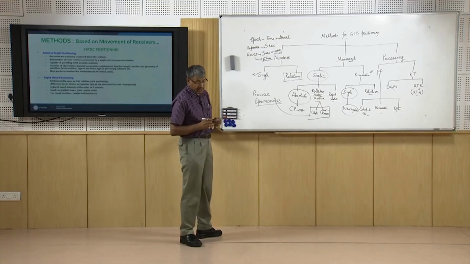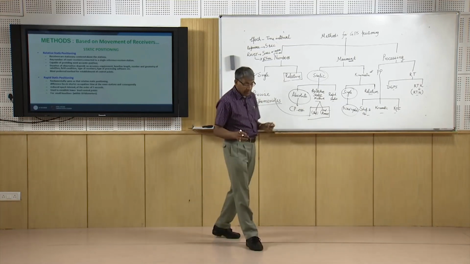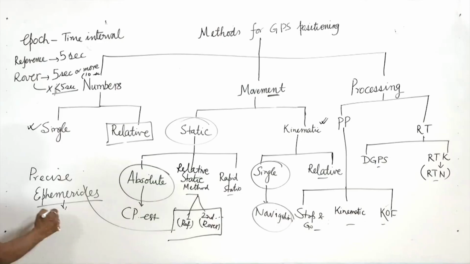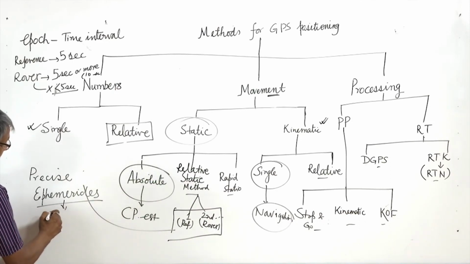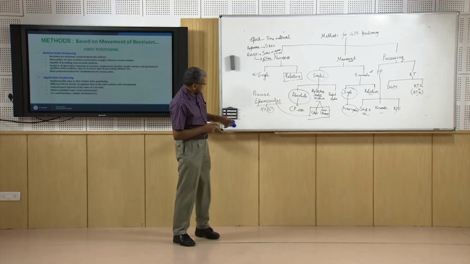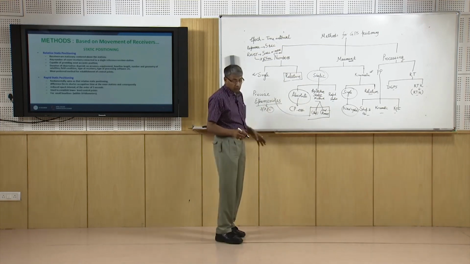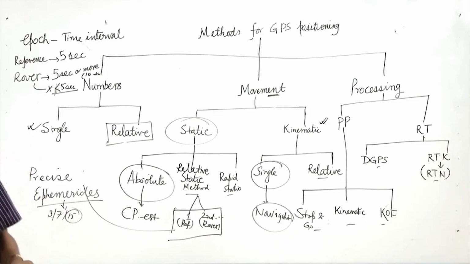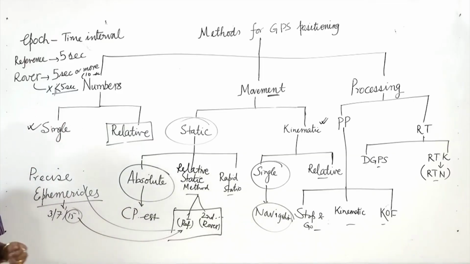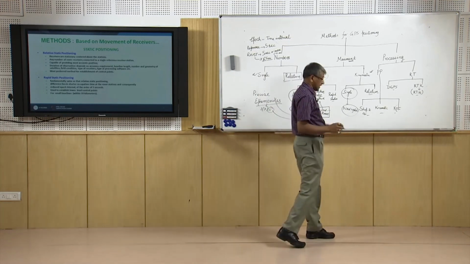Now precise ephemerides, what are ephemerides? It is nothing but navigational data. Precise ephemerides means precise navigational data which will be available on an internet site after a defined period, suppose 3 days or 7 days or 15 days. So if I take the precise ephemerides after 15 days, then that is the most accurate ephemerides or navigational data about the satellites, and if we make use of that for relative static positioning, then that will lead us to the most accurate positioning.